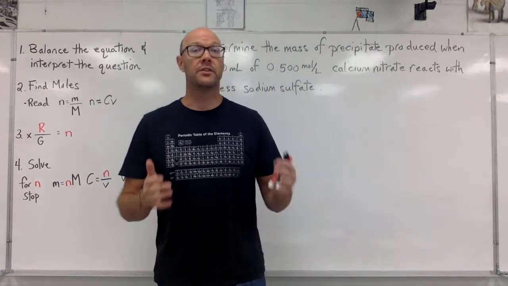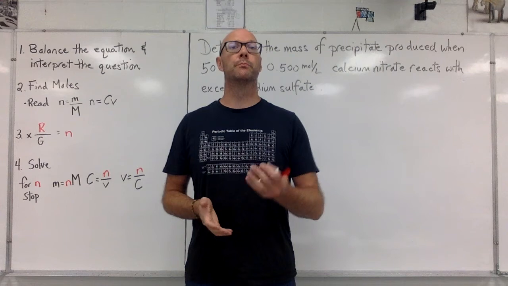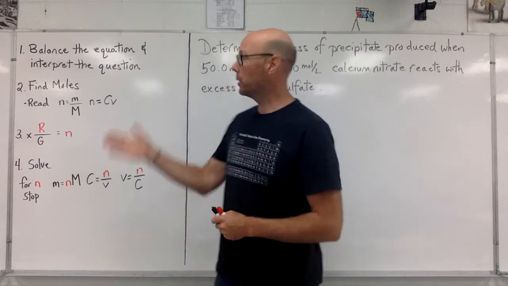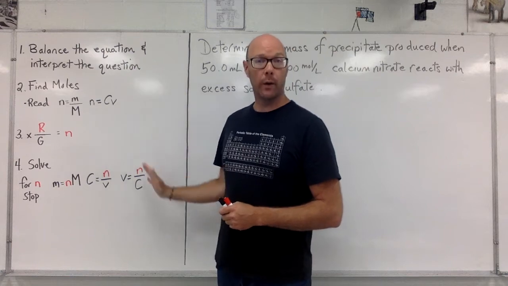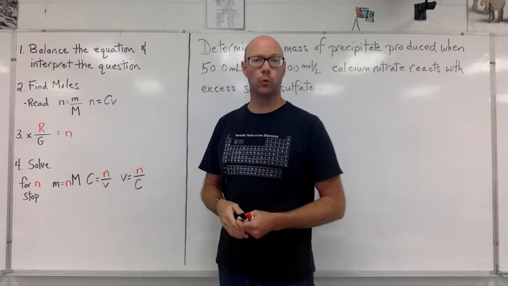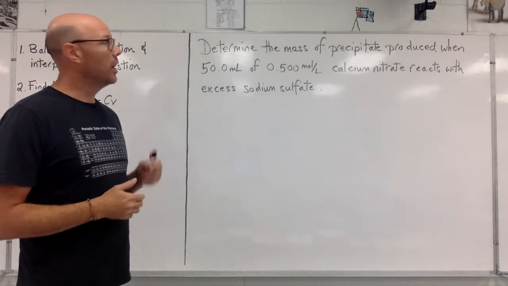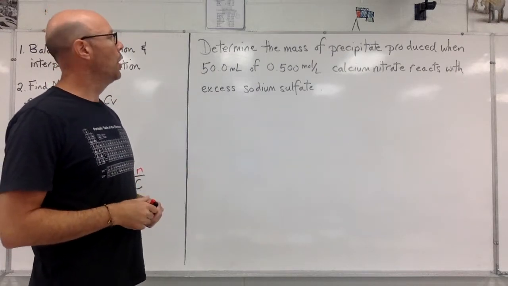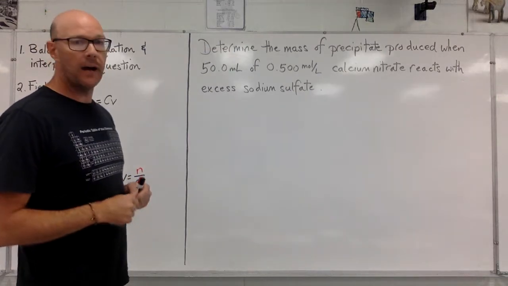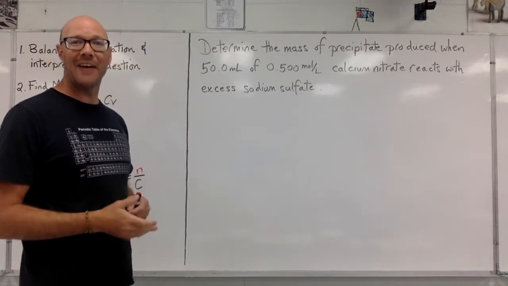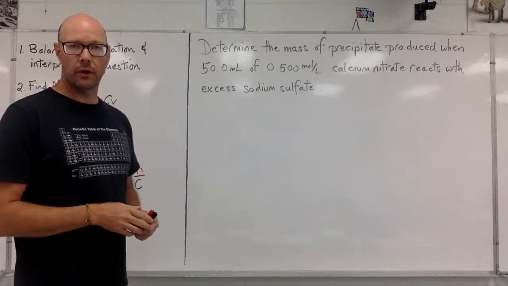Hi everyone. This is an example of a solution stoichiometry problem that includes a precipitate. As always, we're going to follow our same 4 steps. We're going to navigate our way through the calculation in a new way. Here we go. Determine the mass of precipitate produced when 50.0 milliliters of 0.500 mole per liter calcium nitrate reacts with excess sodium sulfate.